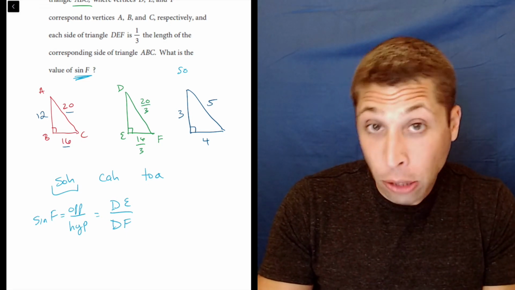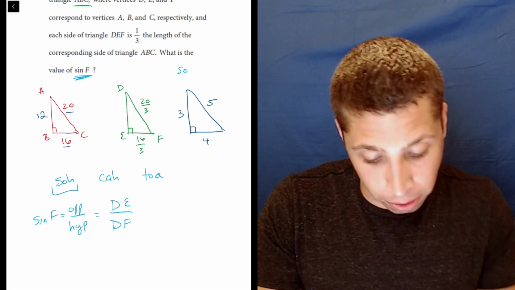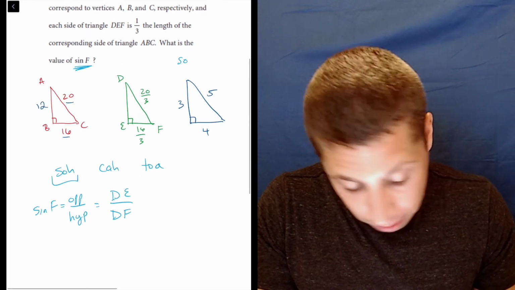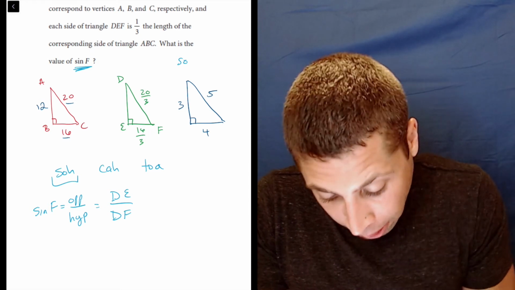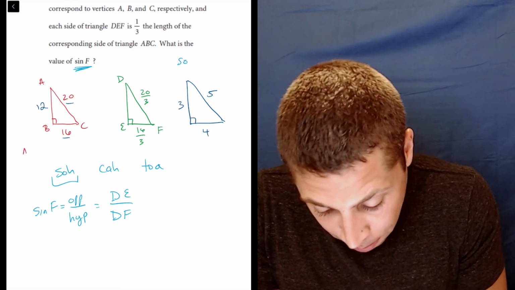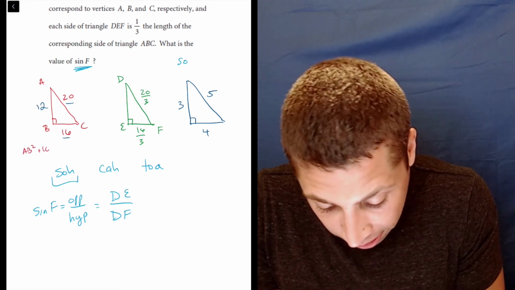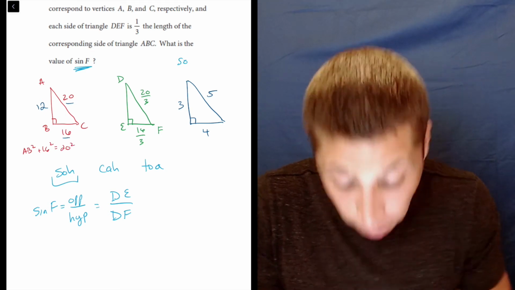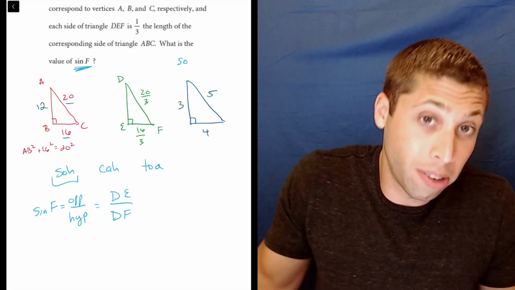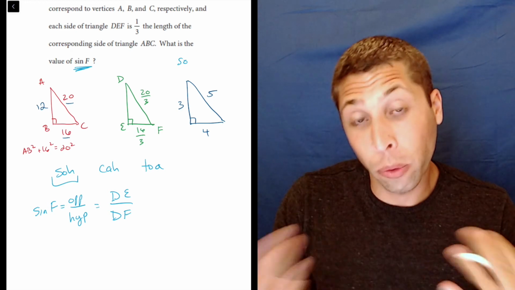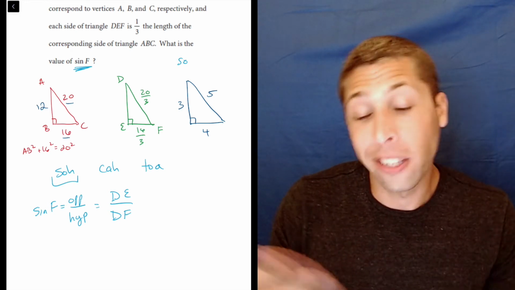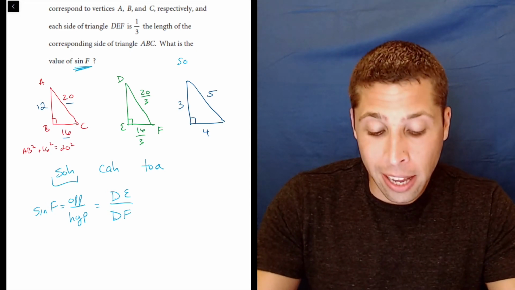Now I could have found that 12 using the Pythagorean theorem. So I could have done, let me do it in red here, AB squared plus 16 squared is equal to 20 squared. And I could have solved all this. Even without a calculator, these aren't so bad. 20 squared is 400, 16 squared is 256. It's annoying, but it's doable.